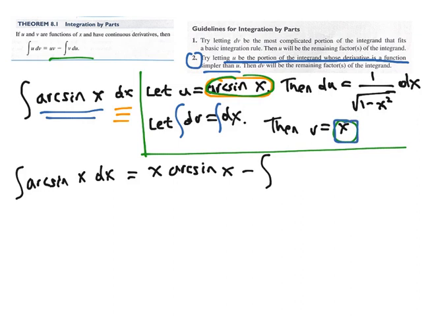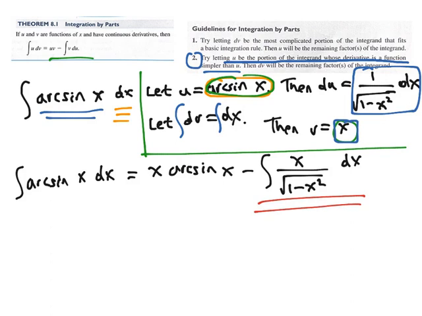So here's v, and here's du, v du. So now we have x over the square root of 1 minus x squared dx. So we get this, and we have this indefinite integral here. Do we know how to solve this? And the answer is yes. We can do this by using integration by substitution.